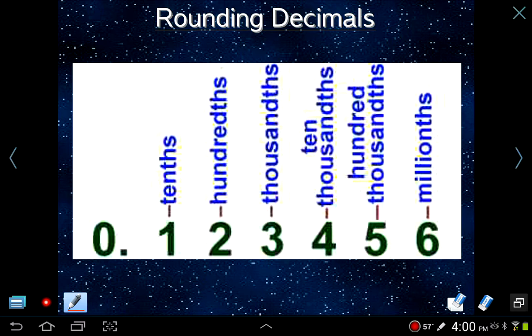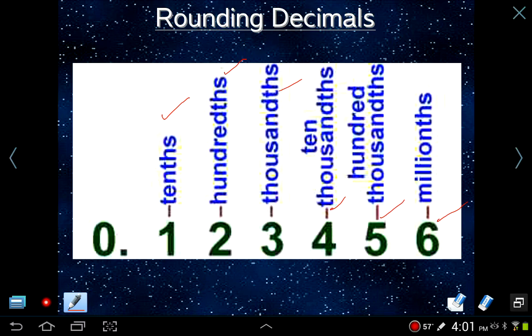And actually, before we start rounding numbers, one thing that's kind of important is to know the place values. You may want to stop the video right now, hit pause, and go through these place values on your own. Tenths, hundredths, thousandths, 10,000ths, 100,000ths, and millionths. So go ahead and pause the video, write those down, know your place values.